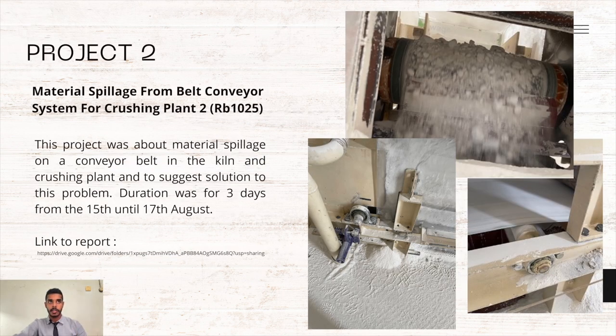The next project I was involved in was to determine the cause of a problem in a plant, which is material spilling from the belt conveyor. This belt conveyor is in the crushing plant, and the material spilling is causing some dust to form in the plant. So they asked me to determine what could cause it and how to solve this problem. This is a short project for 3 days.